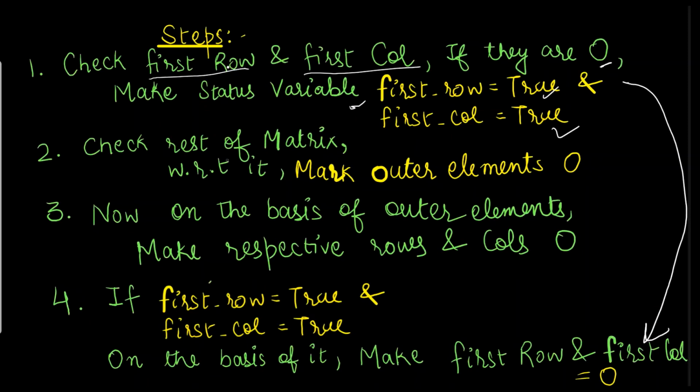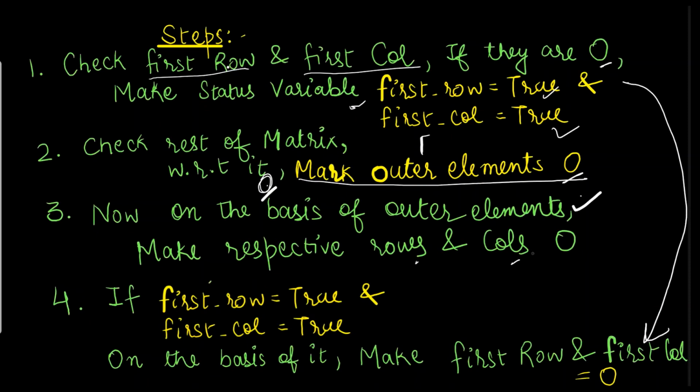Then on the second step, I need to check the inner matrix, and here I'll be checking the inner matrix one by one. If I get any of them as 0, mark the outer element with respect to the inner element, make it 0. Then on the basis of the outer element, make the respective rows and columns 0.